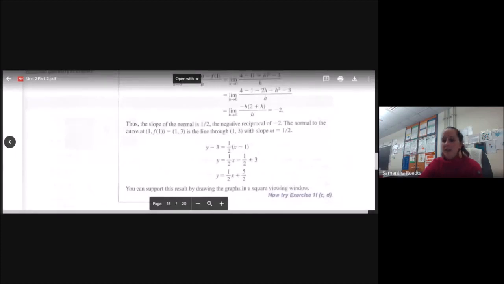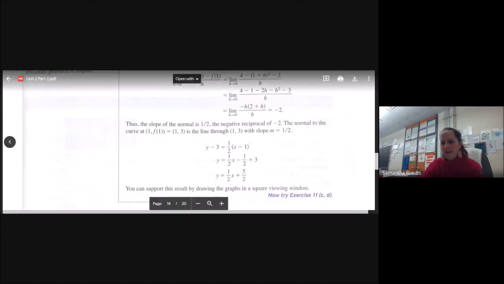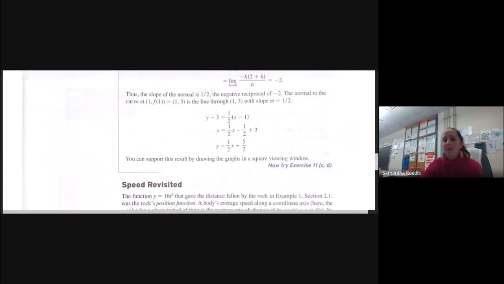Again, I take this slope. The reciprocal of it is 1/2, and then I make that negative, so it's already negative, so it becomes positive. So the normal to the curve at 1, f of 1 equals 3, is the line through (1, 3) with a slope m equals 1/2. Then y minus 3 equals 1/2 times x minus 1, which gives me the line y equals 1/2 x plus 5/2.